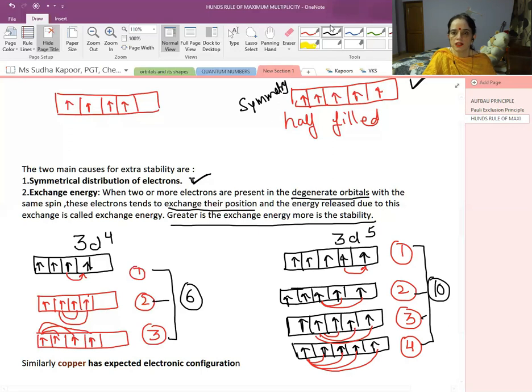So greater the exchange energy, more is the stability. So the 3d5 is going to be the more accurate configuration for writing the chromium. Okay, now the same is the case, students, with the copper also.